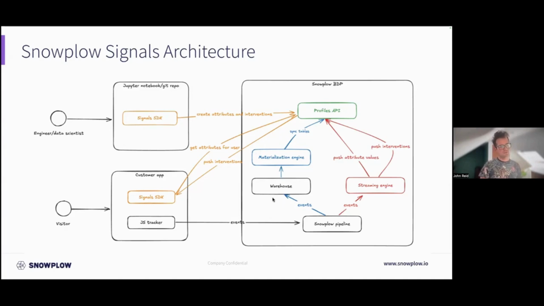And then the other path is the warehouse, where we provide a batch engine to basically calculate the same set of attributes, but instead of those being available only in session or from when Signals is deployed, they can be calculated across the entire user lifetime. And you can also pick your own tables to sync to the Profiles API.